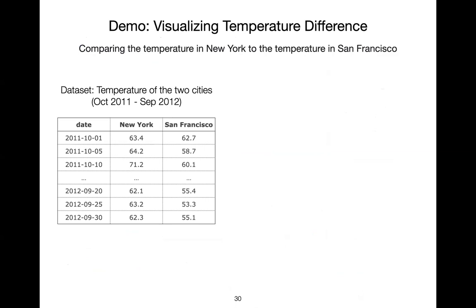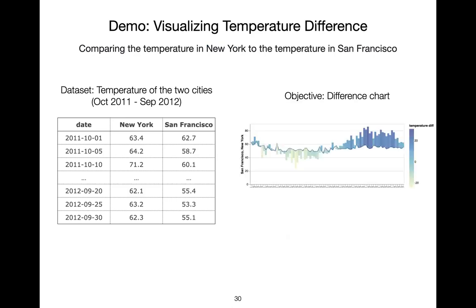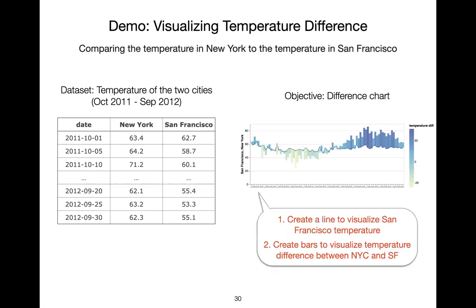So we're going to show a demonstration to visualize the temperature difference. So here I get a data set that contains the temperature of New York City and San Francisco in a year. It has a date, and New York has a column, and San Francisco. So let's just show how we can create a visualization to show the temperature difference. So our goal is to create a visualization like this. So we're going to create a line first to visualize the San Francisco temperature, and then we're going to create bars to visualize the temperature difference between New York City and San Francisco.